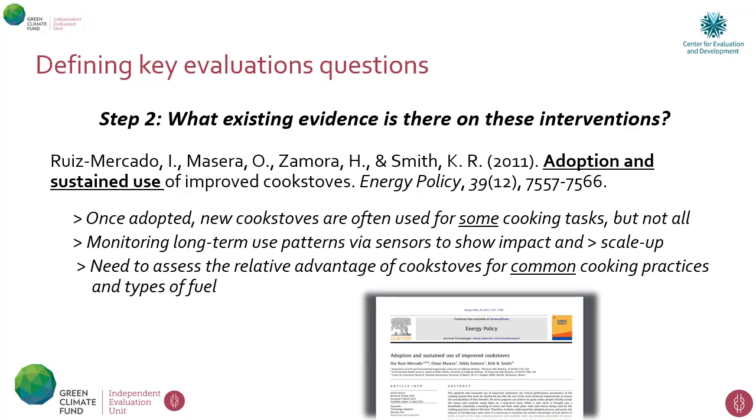And a third study focuses on adoption and sustained use of improved cook stoves. This study highlighted that once adopted, new cook stoves are often used for some cooking tasks, but not all of them. Monitoring long-term use patterns via sensors is important, the paper argues, particularly to increase scale-up. The paper also argues that there's a need to assess the relative advantage of cook stoves for common cooking practices and types of fuel.